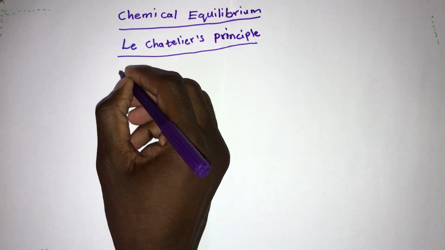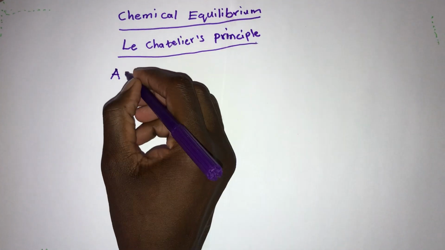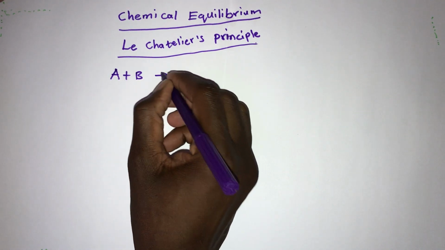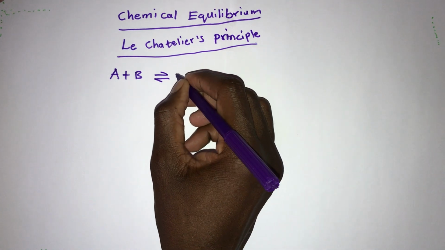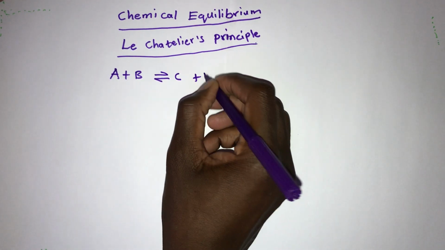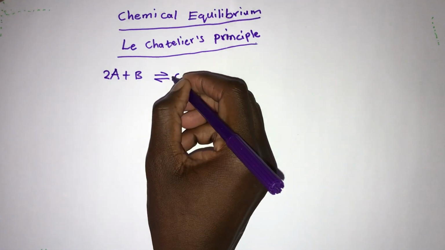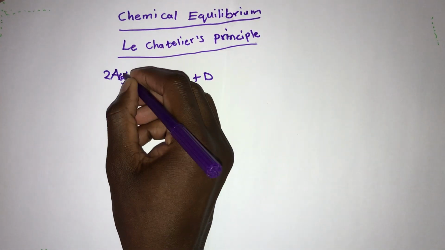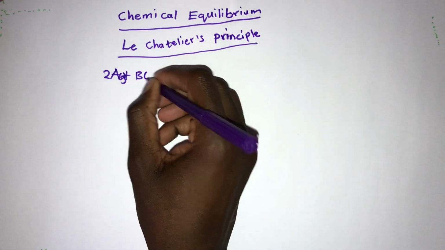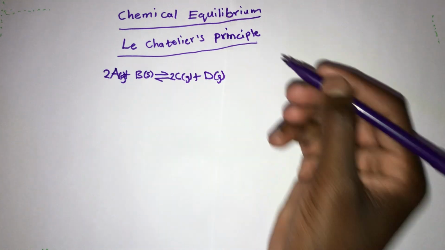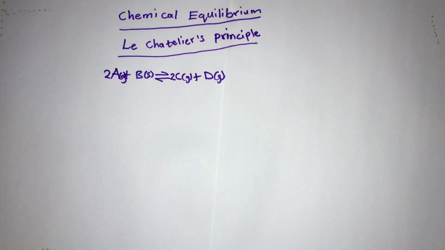So let's say we have the reaction here, A plus B, and the reaction is reversible, giving C plus D. So this is 2A and this is 2C. This A is in gaseous form, this one is solid, this one is gas, and this one is gas. So remember, on a chemical equilibrium, a solid has no effect.